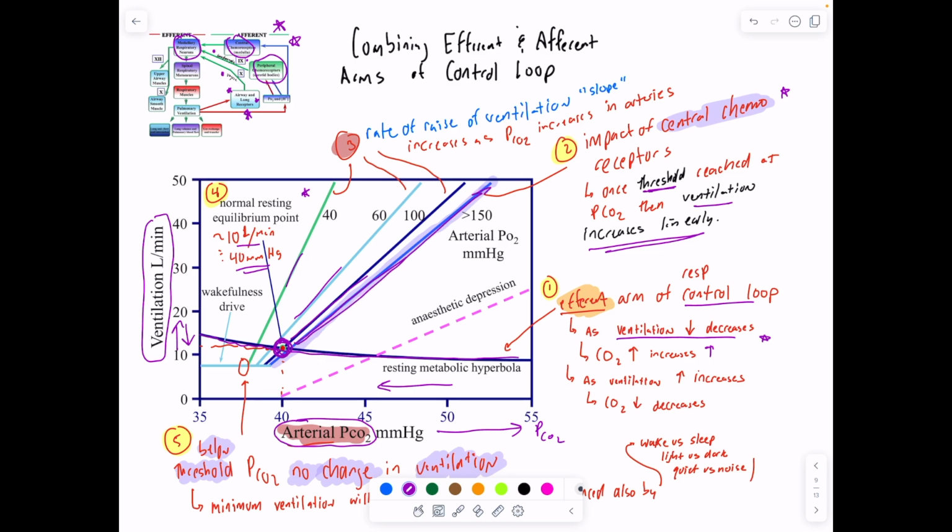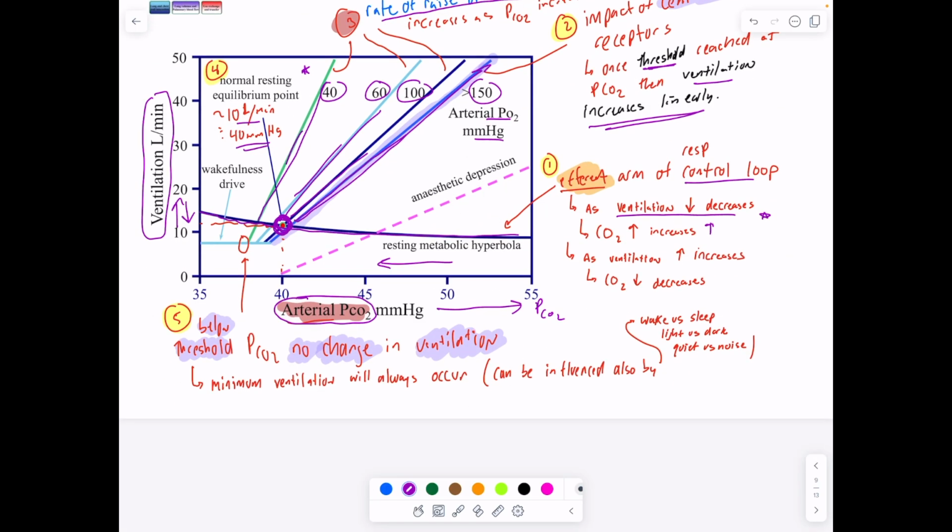You can see that, depending on the severity, if this is normal, then it depends how far you are out of normal. These are showing us partial pressure of oxygen. If your partial pressure of oxygen is really low, then you get a steeper and steeper curve, increasing the rate of rise of ventilation. All right, maybe that's a little bit as clear as mud.